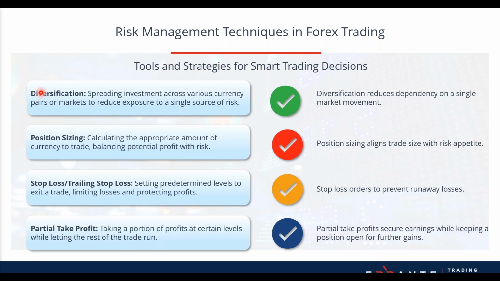By spreading your investments across different currency pairs or even markets, you reduce the impact of a loss in any one trade. For instance, a trader might invest in a mix of major pairs like EUR/USD and USD/JPY, along with some minor pairs like AUD/CAD to balance the risk. Another example is combining forex trades with other assets like commodities or indices, providing a hedge against currency-specific fluctuations.